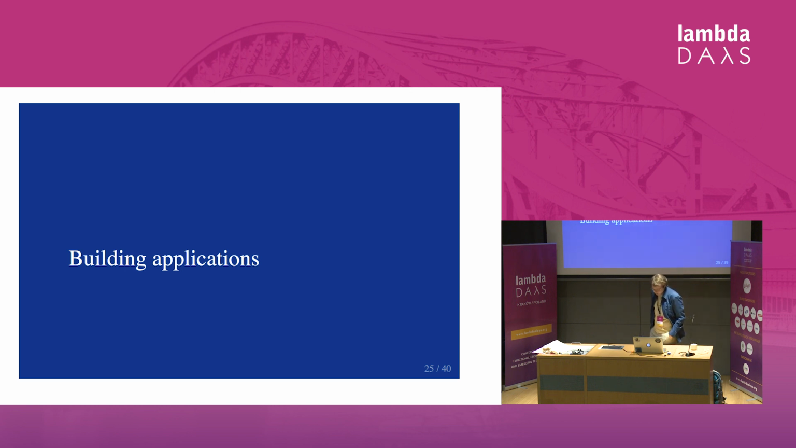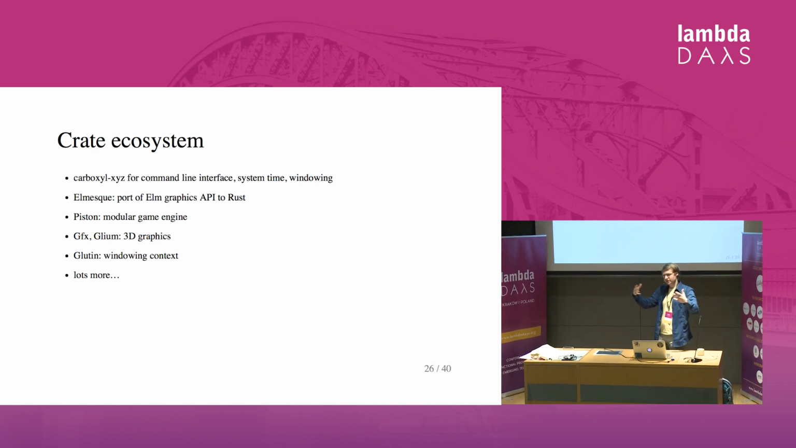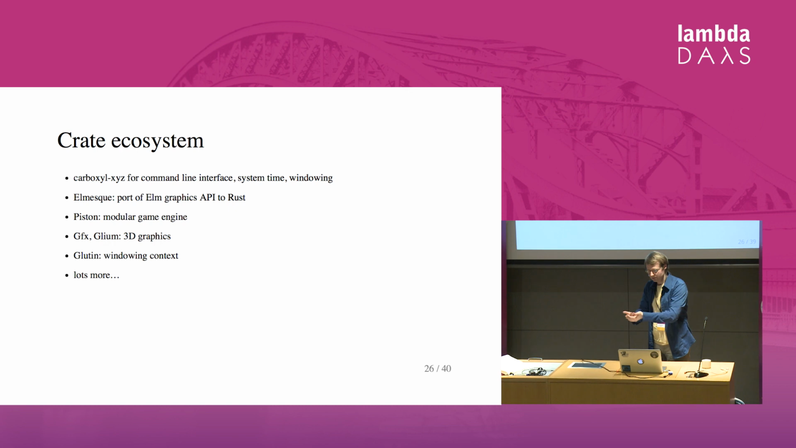Now I want to talk a bit about how to actually build applications with it. There are a lot of libraries available in the Rust crate ecosystem. A crate in Rust is just a library, basically. And there are a few that belong to Carboxyl directly, which I made into separate modules to keep these concerns separate, that help you interface using a streaming API for the command line interface, for system time, and also for windowing. That includes getting keyboard and mouse events from a given window and drawing to it.